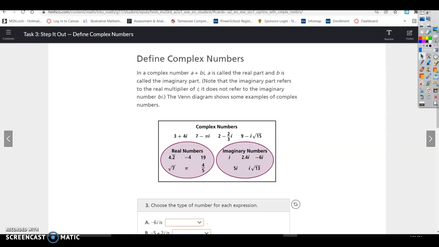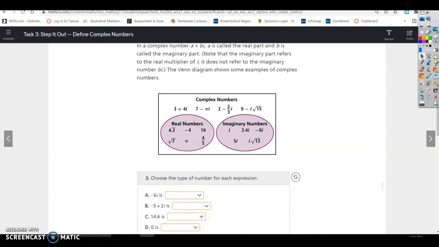Lesson 2.2, Task 3. Define complex numbers. In a complex number, a plus bi, a is called the real part and b is called the imaginary part. Note that the imaginary part refers to the real multiplier of i. It does not refer to the imaginary number bi. The Venn diagram shows some examples of complex numbers.